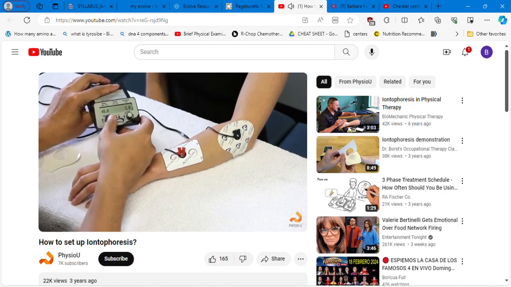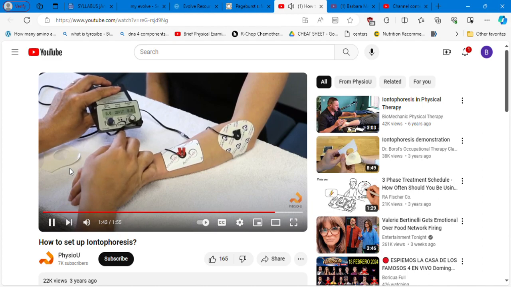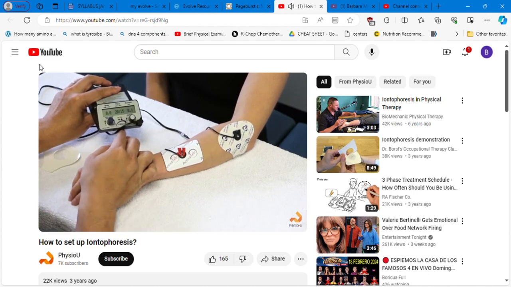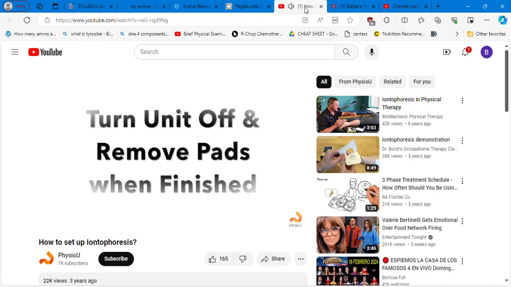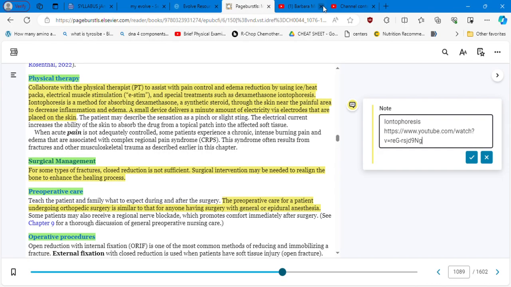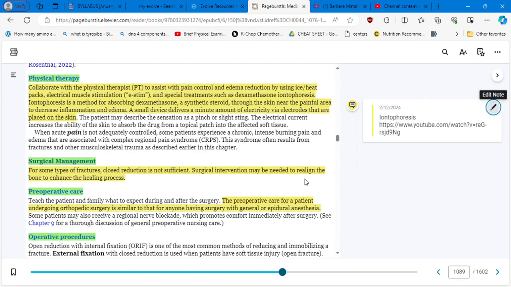Check in regularly with the patient and assess the condition of the skin. When the treatment session is complete, turn off the unit, gently remove the electrodes, check the condition of the skin, and assess the patient's symptoms. Thank you so much. That was iontophoresis.